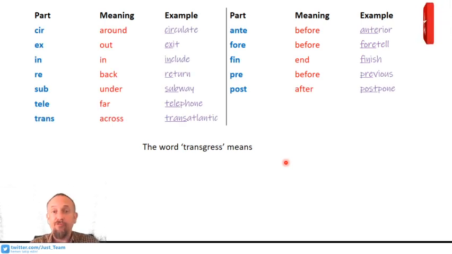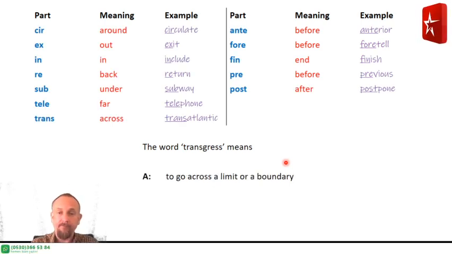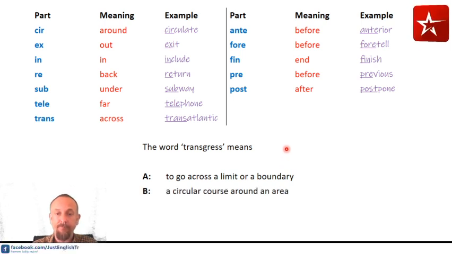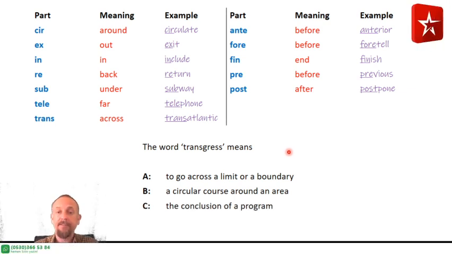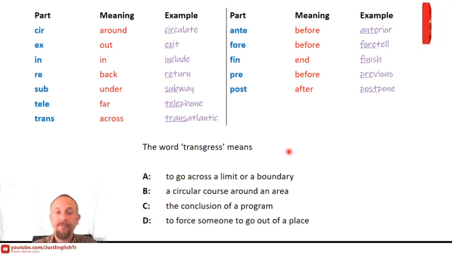So the word transgress means A, to go across a limit or a boundary, B, a circular course around an area, C, the conclusion of a program, or D, to force someone to go out of place.